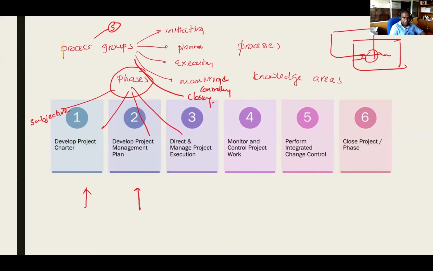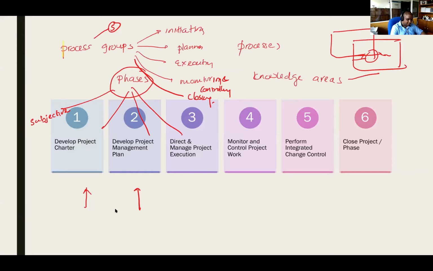Develop project charter. We'll discuss what a project charter is, and what a project management plan is. For your project, I expect you to come up with a project charter and a project management plan. Other things are done when the project is going on. We'll discuss that, but for the time being, as far as the knowledge is concerned, I'm worried about how these initiating and planning processes go.